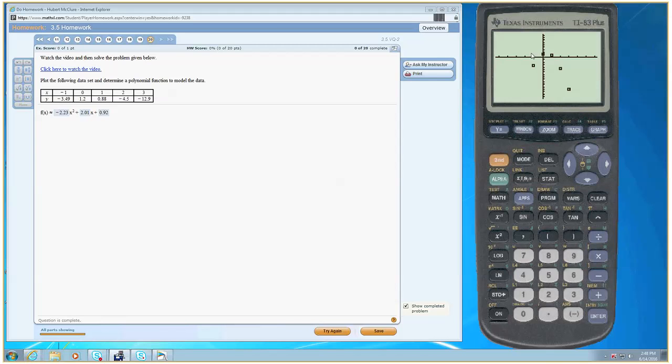Notice that the highest point is here, and this forms a parabola type shape. So you know it's probably going to be a quadratic, which means it's going to be ax squared plus bx plus c. Now, if you wanted to do it by hand, you would start off with y is equal to, hold on a second and I'll pull it up.